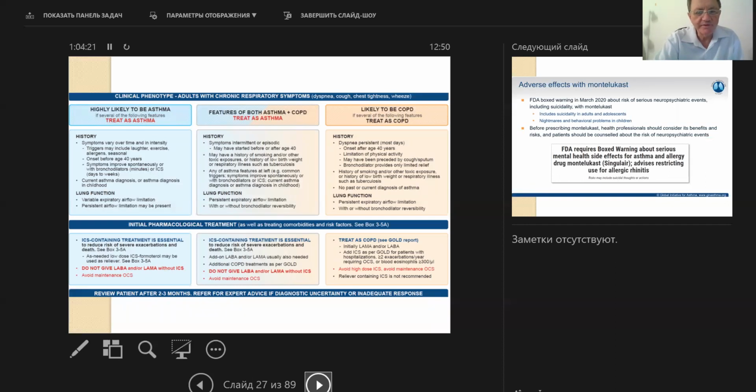But if we meet such cases where we suspect bronchial asthma, we should treat it as asthma. If we have, for example, crossing asthma and COPD symptoms, we should also treat such a situation as asthma. But I would like to stress, if you suspect asthma or maybe asthma plus COPD, we should not give a beta agonist LABA or LAMA without inhaled corticosteroids. We obviously should give the patient inhaled corticosteroids.